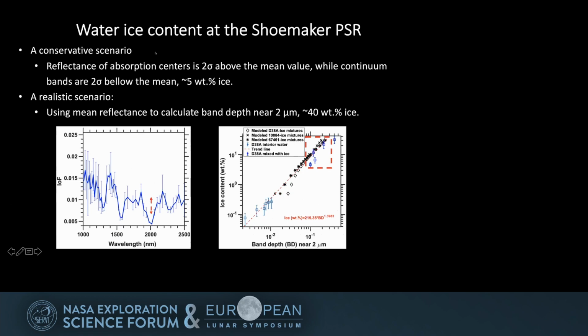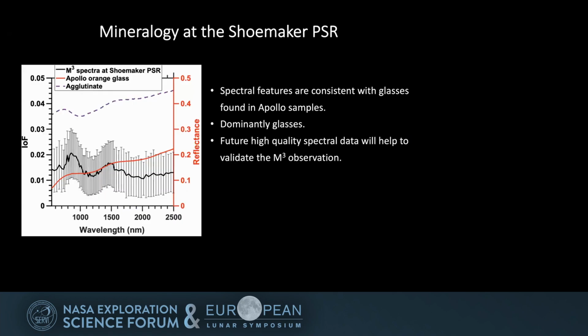And then we can use the model to estimate the ice content at the Shoemaker PSR. This is the average M-cube spectrum of all ice-bearing pixels. And we can have two different scenarios. In the conservative scenario, we assume part of the absorption is due to noise, and we can roughly estimate the band depth. And in the realistic scenario, we use the mean value to estimate band depth. So in the red dashed box, it gives you around 5% to 40% ice. And also we can tell the mineralogy from the average M-cube data.